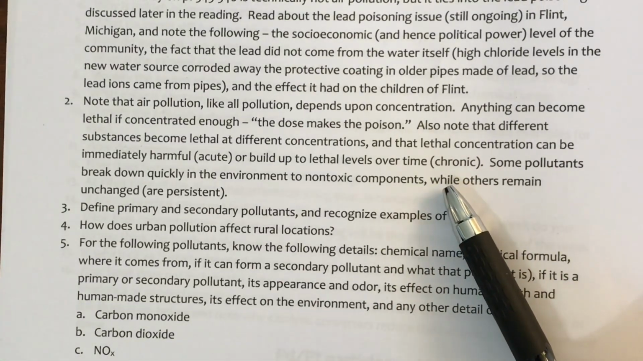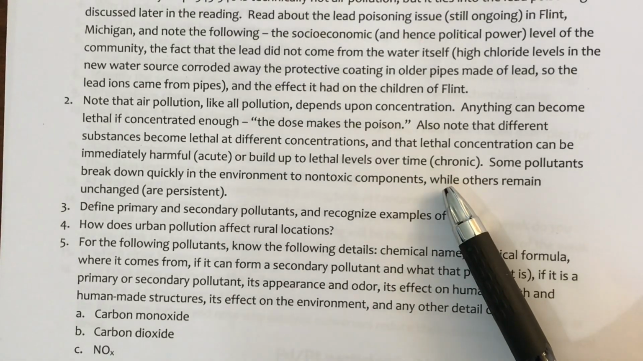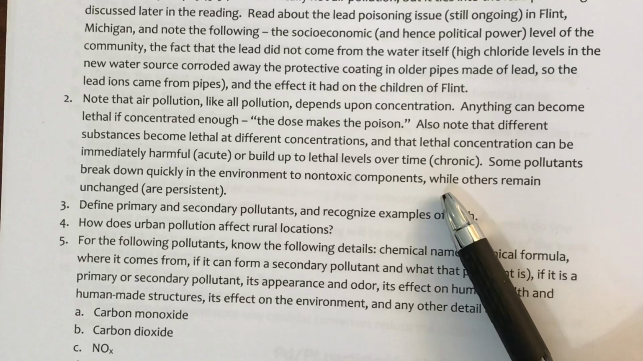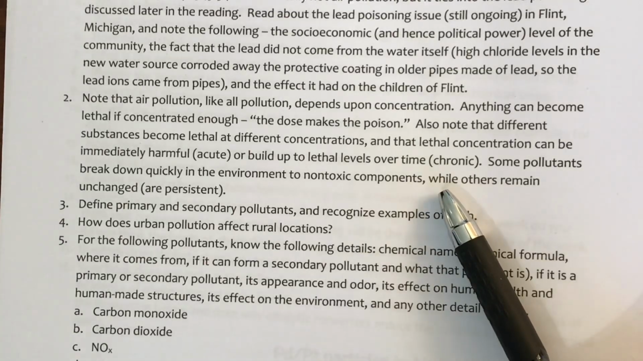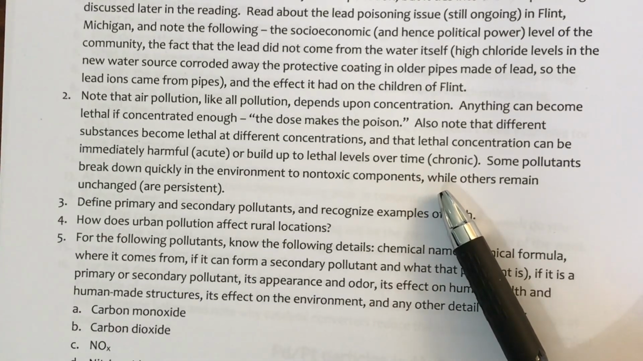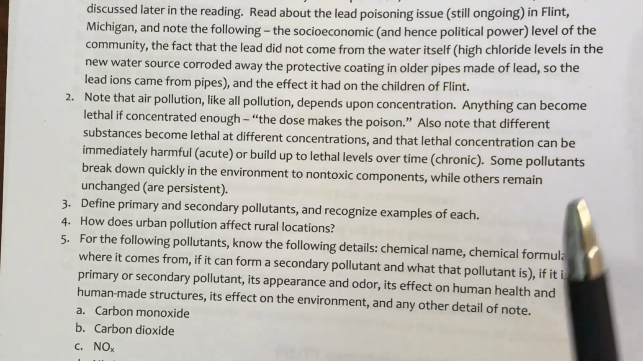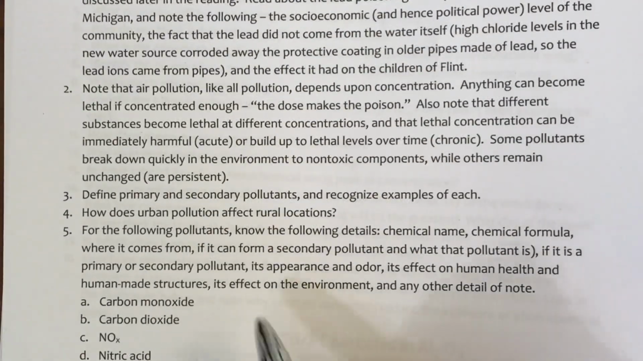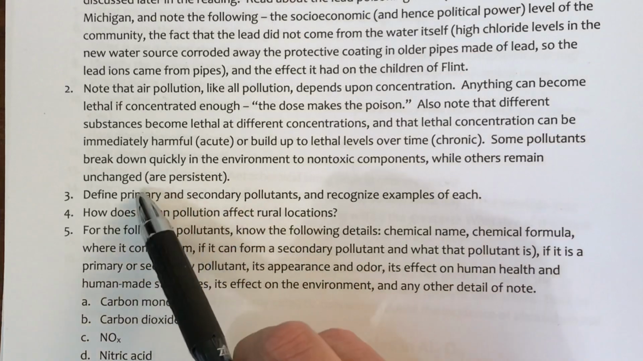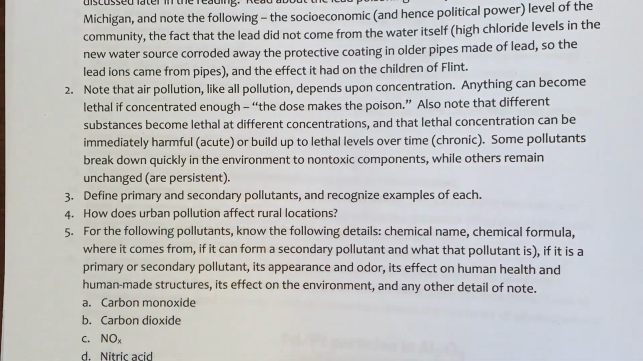It's biomagnification, or bioaccumulation. Your small, tiny inputs of this toxin are not toxic, but because usually they're stored in fatty tissues, you're eventually going to get to that threshold that does make it problematic for your system. And then some pollutants break down quickly in the environment to non toxic components while others remain unchanged. They are what is called persistent. A lot of the pollutants that we talk about in air pollution are persistent.